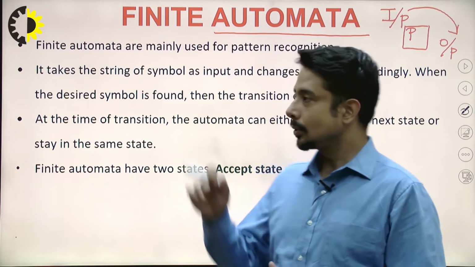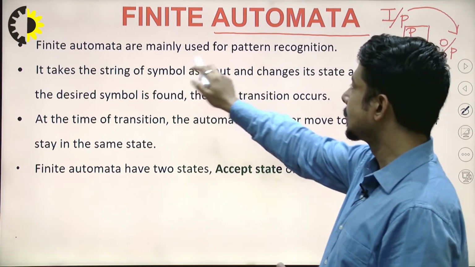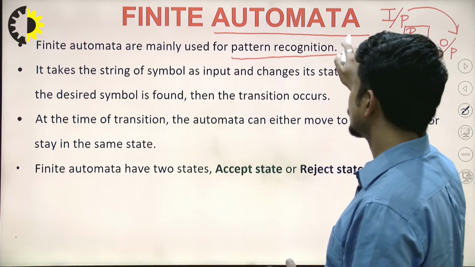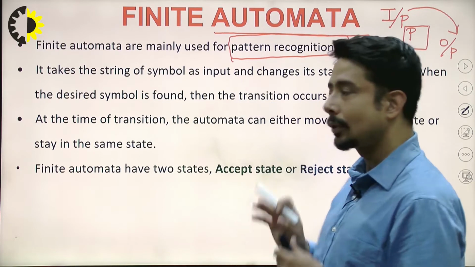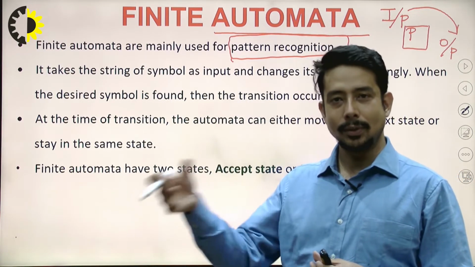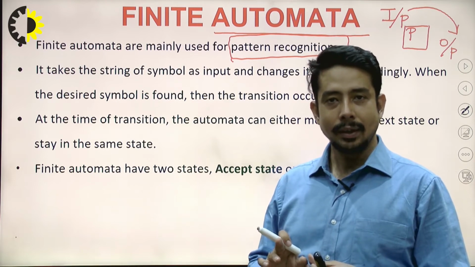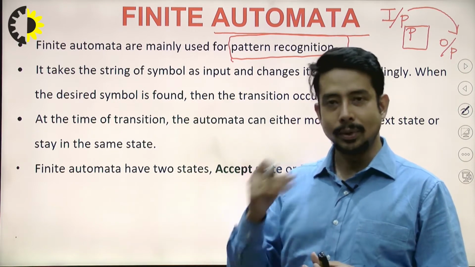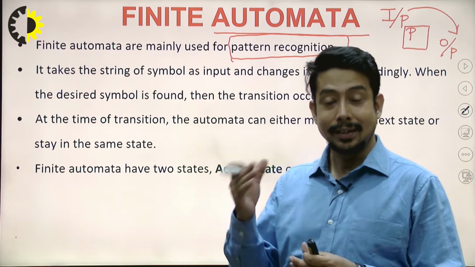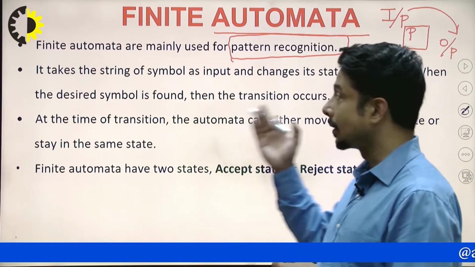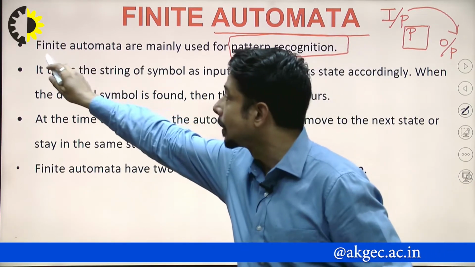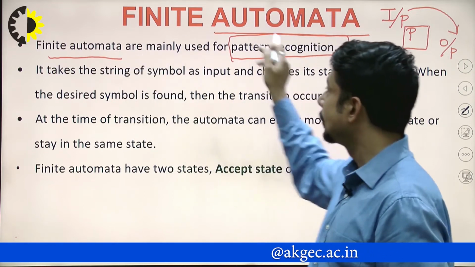Got it? So the first statement, as you can see here, is that finite automata are used for pattern recognition. For the time being, just think of this as a piggy bank. In a piggy bank you save money, and later when you require it, you pull it out. In the same way, try to memorize the applications right now. After understanding the concept of finite automata, you will be able to relate it with pattern recognition.